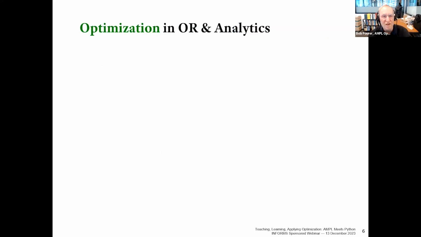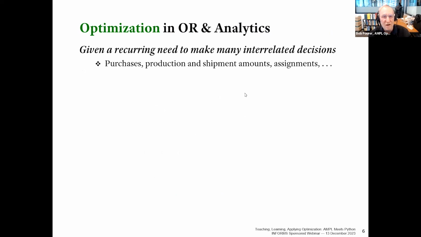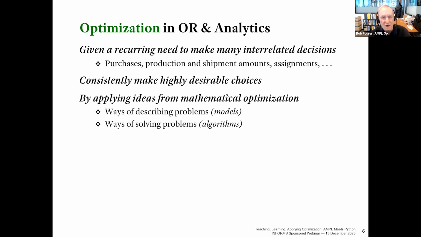Okay, so the first 3 slides to set the stage. The way I think of optimization in general is you're given some need to make a lot of interrelated decisions of various kinds, like you see here. And you want to consistently make highly desirable choices of these decisions by applying ideas from mathematical optimization. That's ways of describing problems, which we call models, and ways of solving problems, which we call algorithms. You can see this is somewhat more general than the old-fashioned textbook approach that says optimization is finding the optimal solution. Somewhat broader than that.